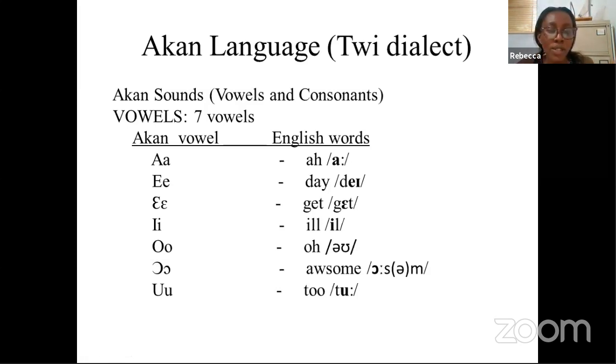Yes. So we've looked at the vowel system in the language. So we have the ah, we see the English counterpart ah. We have the a, we see it in the word day. We have the e in the word get, good. Then we have the e in the word eel. Excellent. And we have the o in awesome, u in two. Good.